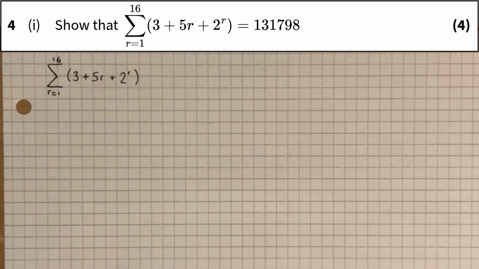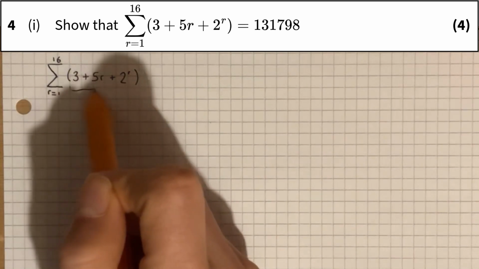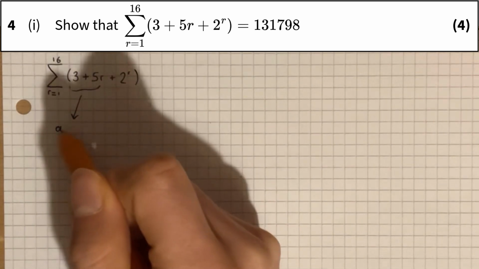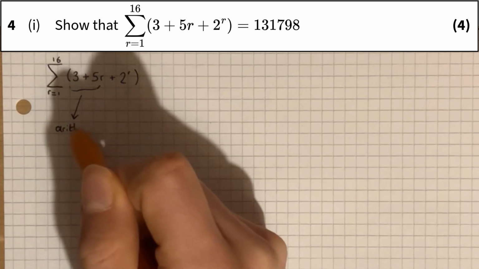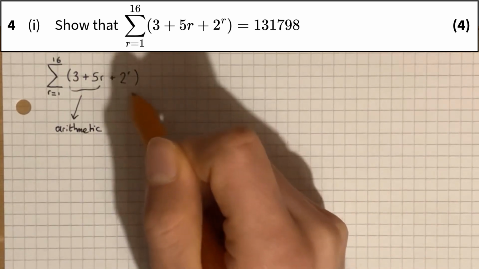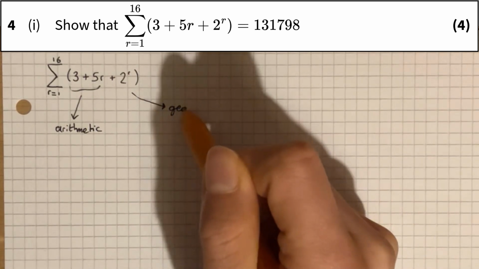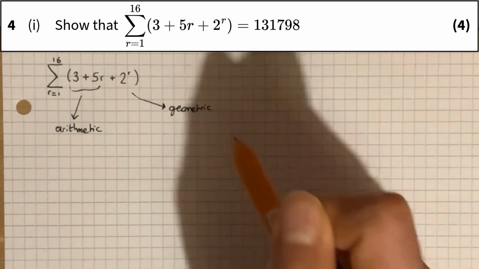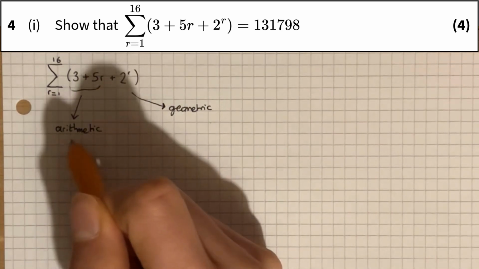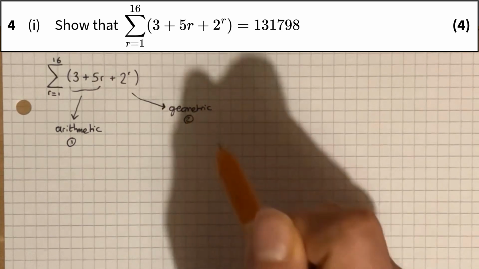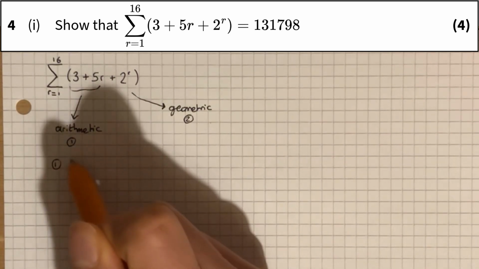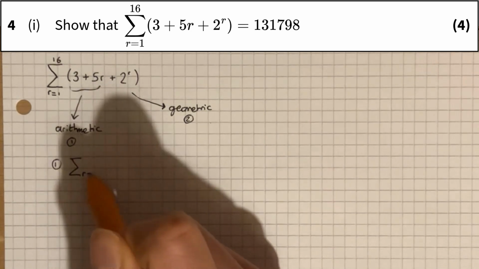You've got to notice that this summation is made up of an arithmetic sequence, 3 plus 5r, and a geometric sequence, 2 to the power of r. So what we're going to do is find the sum of the arithmetic sequence from 1 to 16, then the geometric sequence from 1 to 16, and then add these two answers together in the end to give us the final sum.